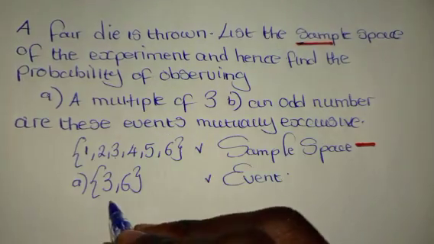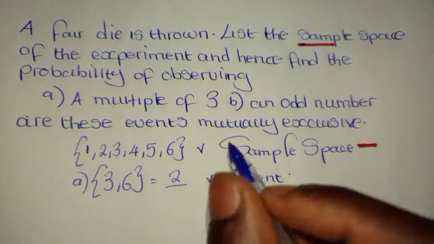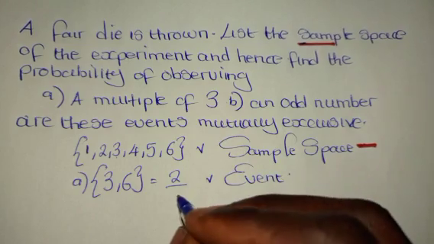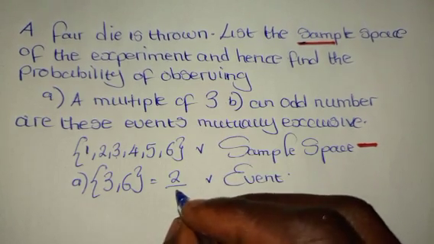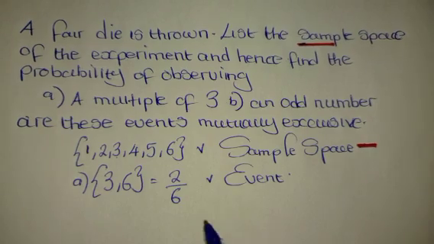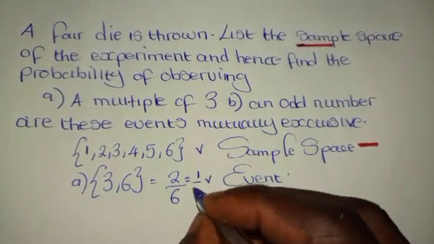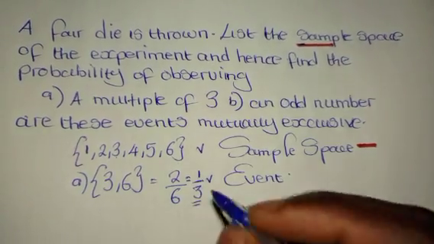Then how many numbers do you have? You only have 2 numbers. Then how many sides does a die have? 6. So that is how we get our probability of a multiple of 3, 2 over 6. If you want, you can simplify it and you get your answer to be 1 over 3.